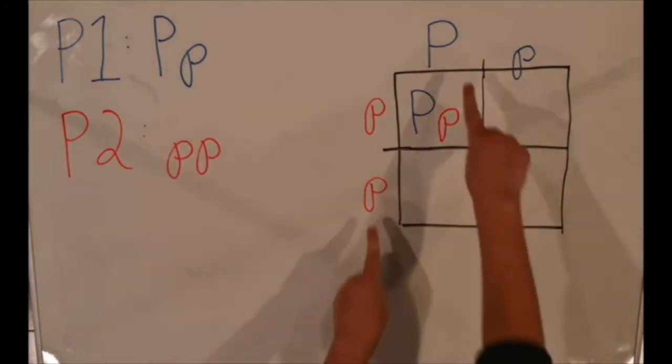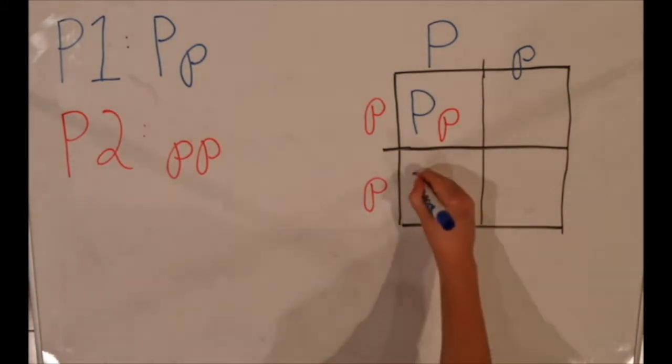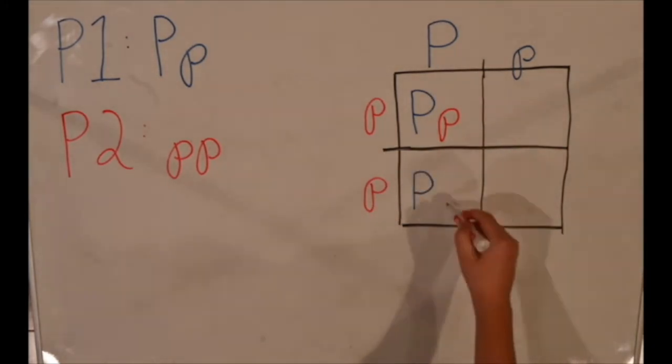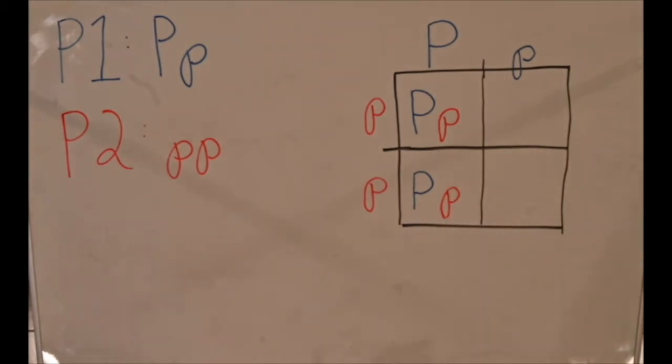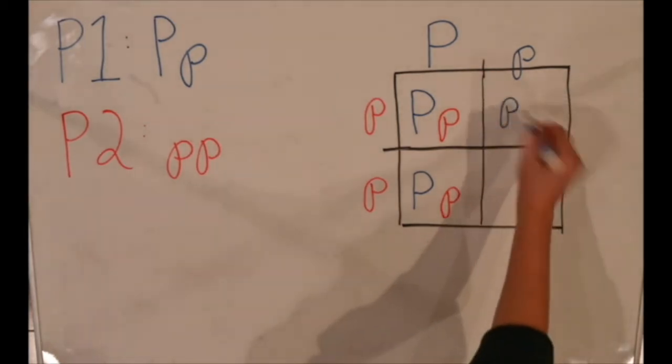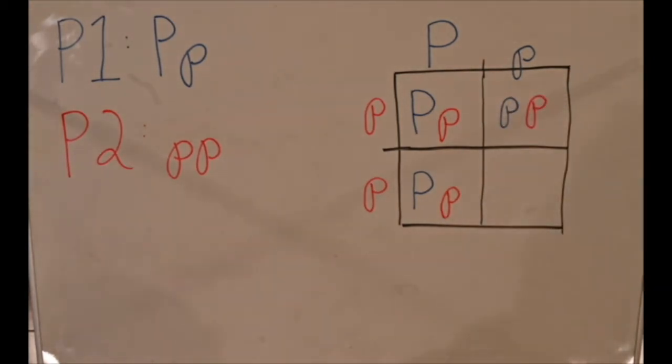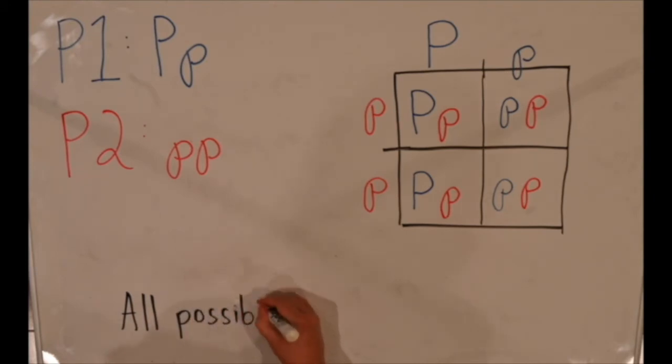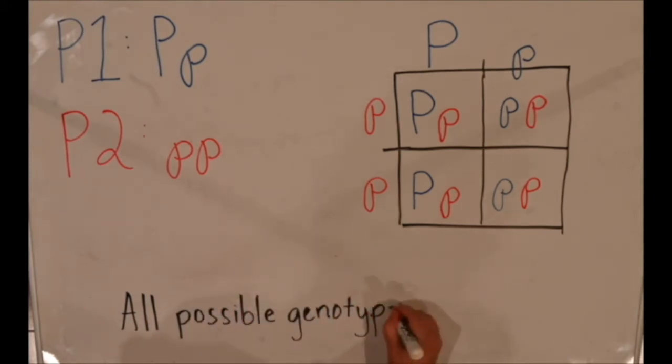I do the same with the bottom left square, bringing down parent 1's dominant allele and bringing across parent 2's second recessive allele, and I continue on with the top right box and the bottom right box. Doing each of these crosses just shows me every possible allele combination if you pick one allele from parent 1 and one allele from parent 2.